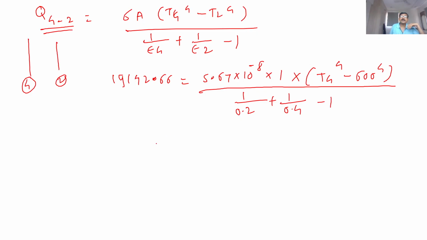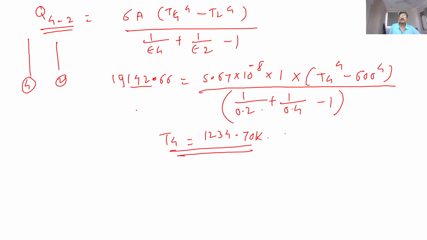minus 1. And if I will solve it, first calculate this bracket, multiply this bracket with this, then divide by 5.67 into 10 raised to minus 8, because it was on the left side so the division will go to the denominator. And then you will get the answer of T4 is equal to 1234.70 Kelvin. No, not necessary to convert in Celsius. Keep as it is. Okay, and T4 is what? TR is it. This is your answer number 2.